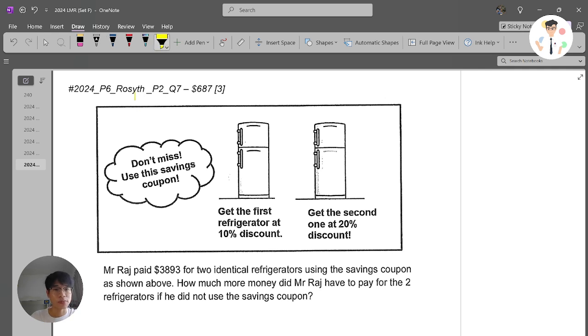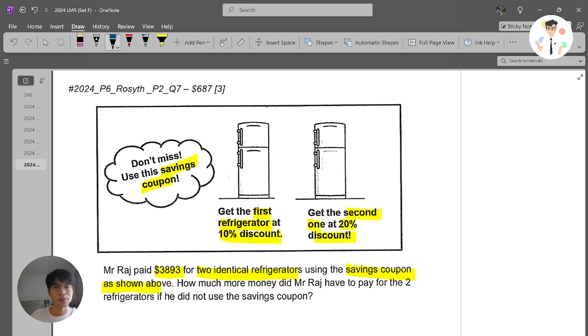This is from Brazil, paper 2, question 7. Mr. Raj paid $3,893 for 2 identical refrigerators using the saving coupon as shown above. So with this saving coupon, you are able to get the first fridge at 10% discount and the second one at 20% discount.